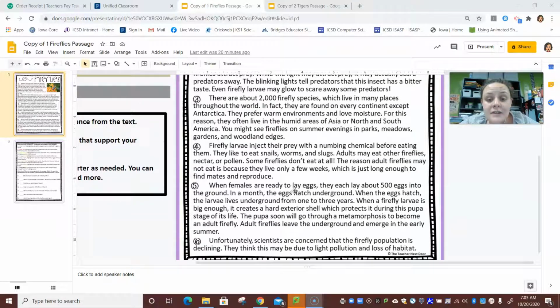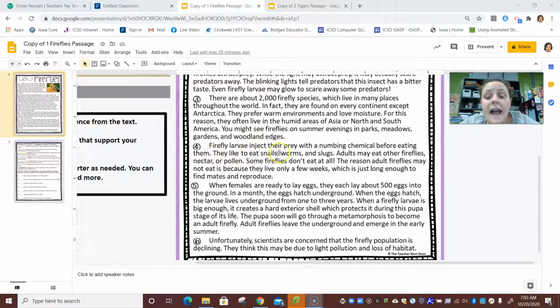There are about 2,000 firefly species, which live in many places throughout the world. In fact, they are found on every continent except Antarctica. They prefer warm environments and love moisture. For this reason, they often live in the humid areas of Asia or North and South America. You might see fireflies on summer evenings in parks, meadows, gardens, and woodland edges.